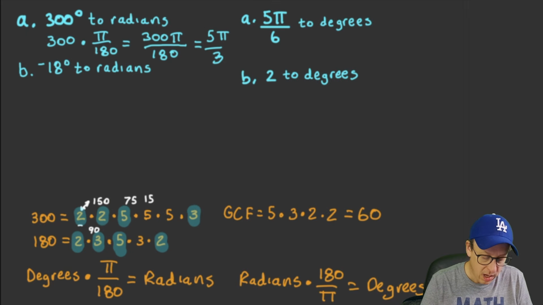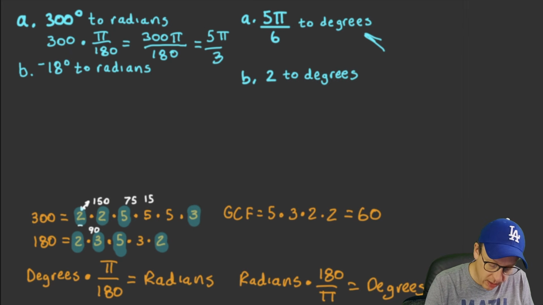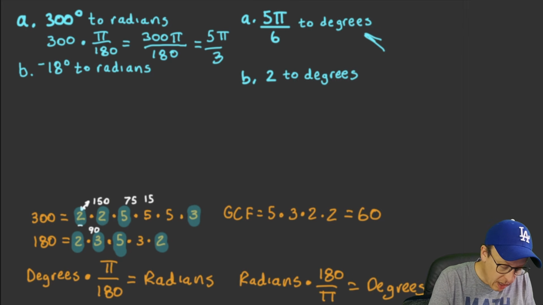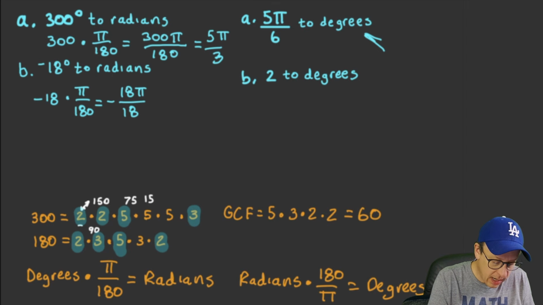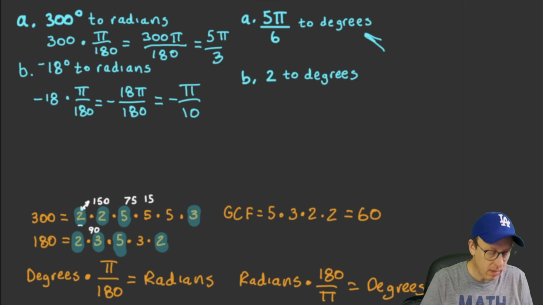Okay? And again, I'm not going to do this again for degrees. I think you get the point. If I want to convert negative 18 into radians, we're just going to use the formula that I already covered previously. Negative 18 times pi over 180 is equal to negative 18 pi over 180, which is equal to negative pi over 10. Okay? Got it.